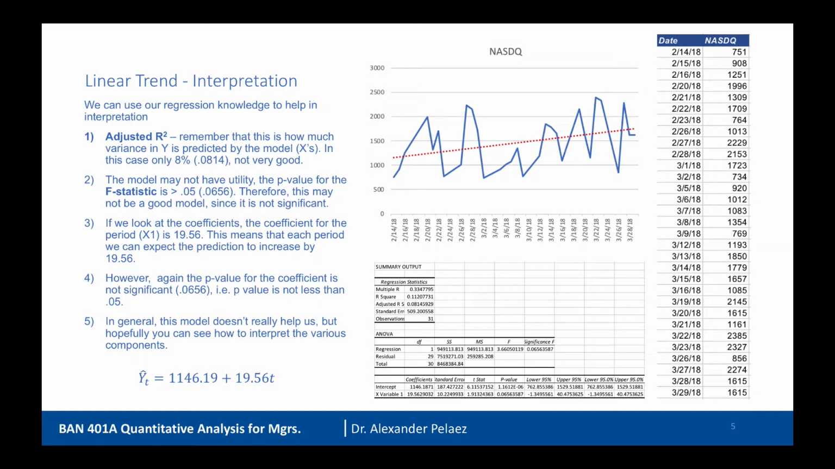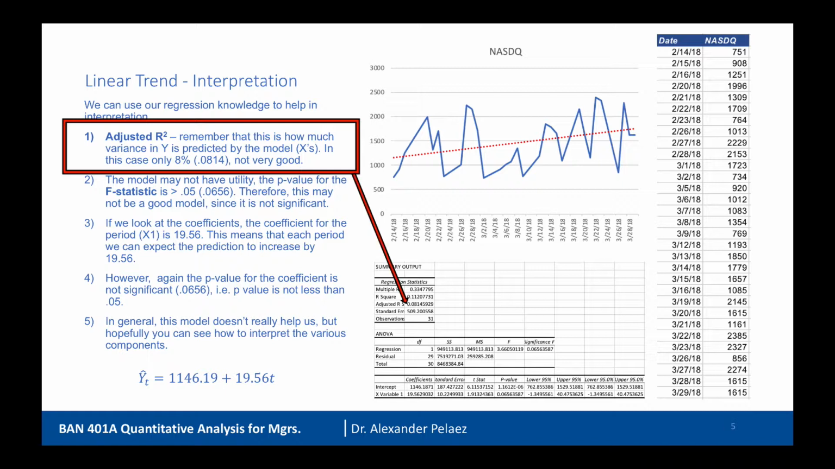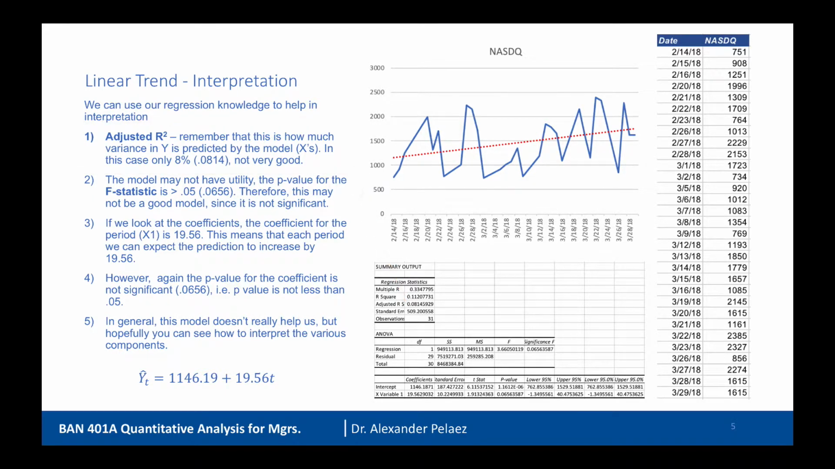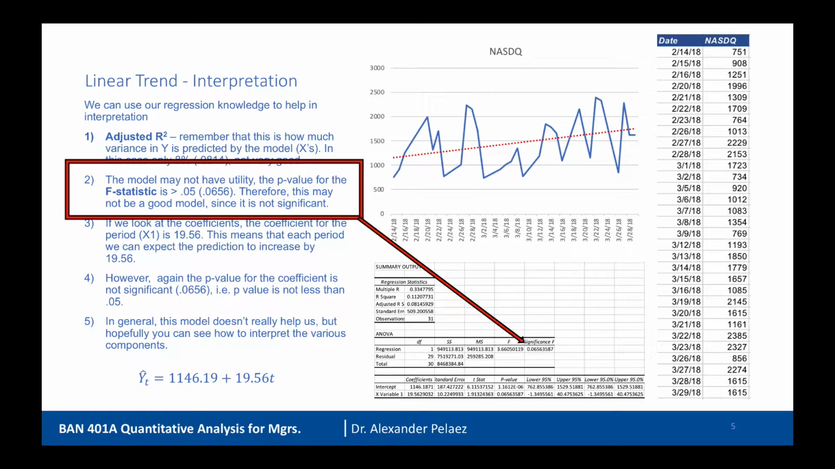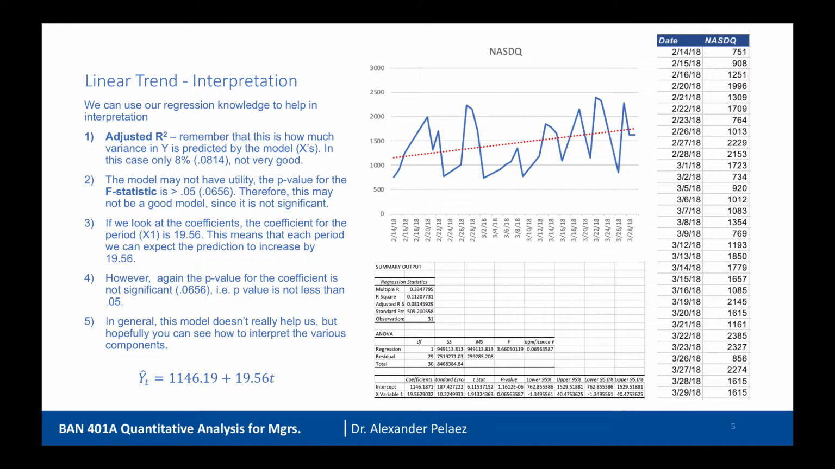Now, using our regression knowledge, we can go further with the interpretation and understand some of the other pieces. So remember that adjusted R squared is how much the variance in y is predicted by the model, or the x's in this case. And we can see by the summary output that the adjusted R squared is very small. It's only 0.08, or 8%, not very good. In this case, we look further, and the model may not have utility because the p-value from the ANOVA table is 0.06, and that's greater than our critical value of 0.05. So this may not be a good model, may not have utility.